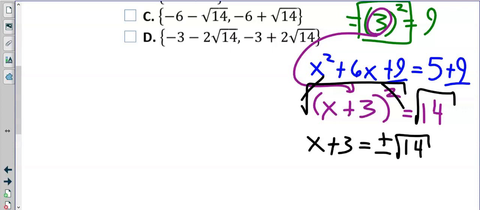Because remember, perfect squares are a number times itself. So 2 times 2 is 4. 4 is a perfect square. 3 times 3 is 9. 9 is a perfect square. Okay? So this stays. So then that means we only have one more step. What now?